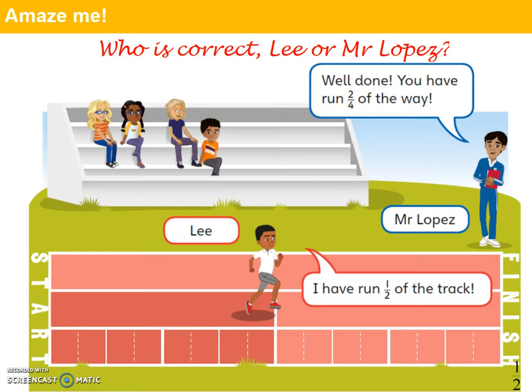In order to do this, think about the fractions both of them are using, and then look at the track. How has the track been divided to help you to understand this question? Is there anything that points out that Lee's right? Is there anything that points out Mr. Lopez is right? So for question 1A, who is correct, Lee or Mr. Lopez?